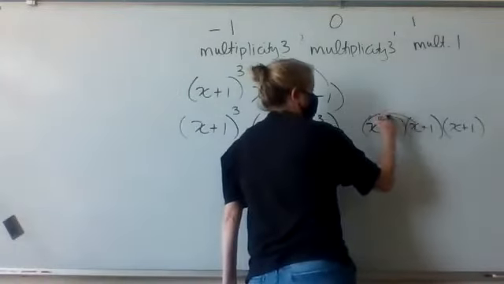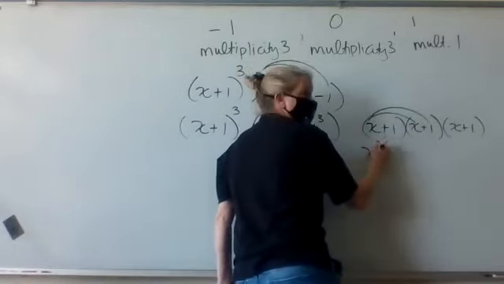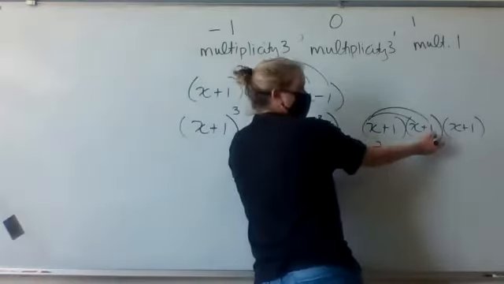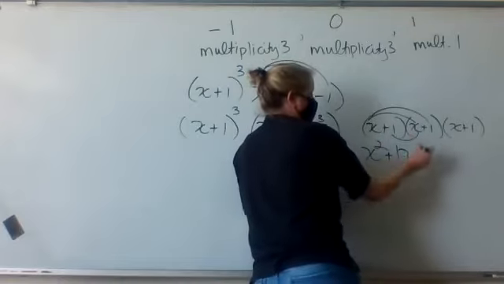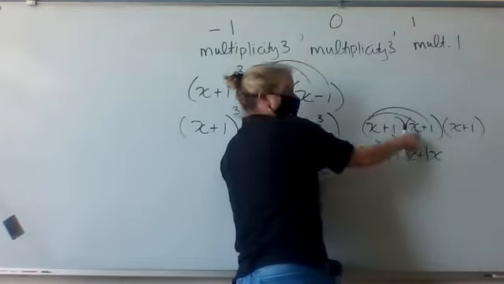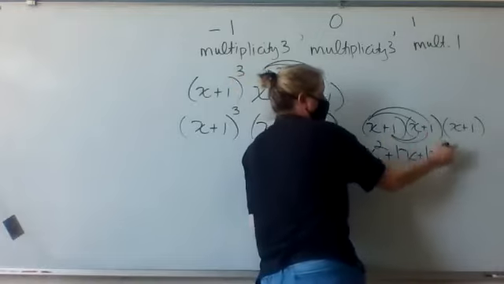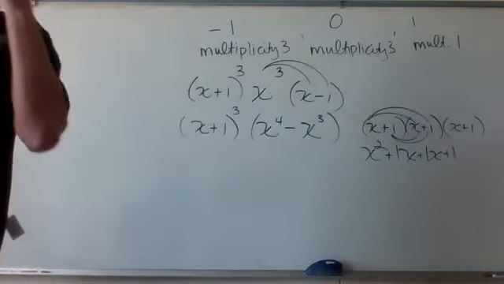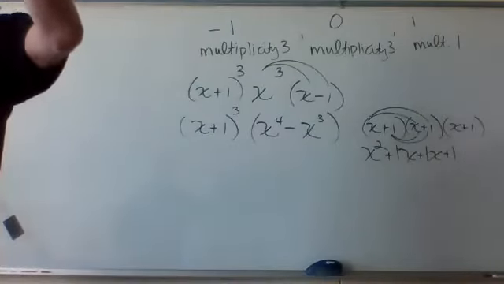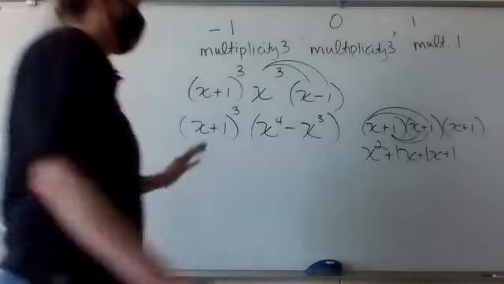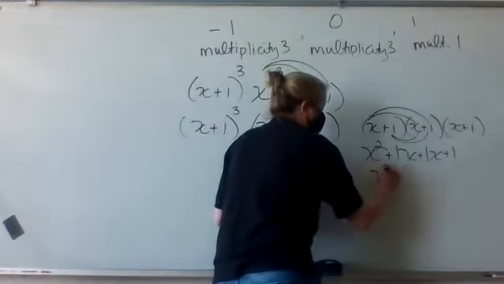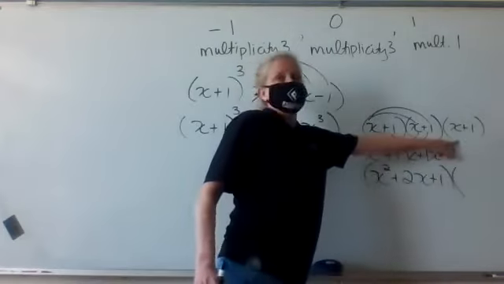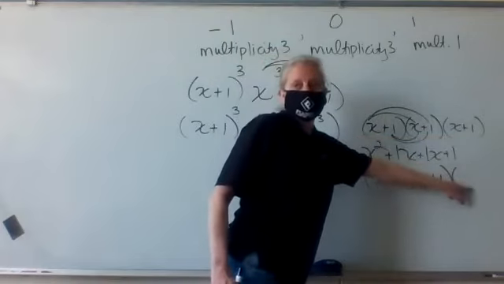So let's FOIL this. X times x, x squared. X times 1 is 1x. My inner is another 1x. My last, 1 times 1, is 1. So what happens now? I need to clean that up a little bit, right? I need to put the x's in the middle together. So I really have x squared plus 2x plus 1. Drop down that x plus 1.